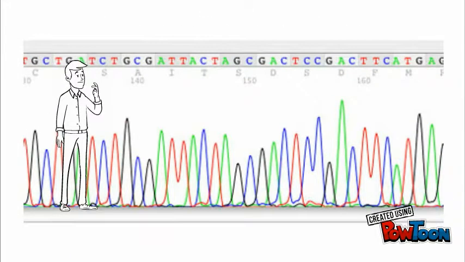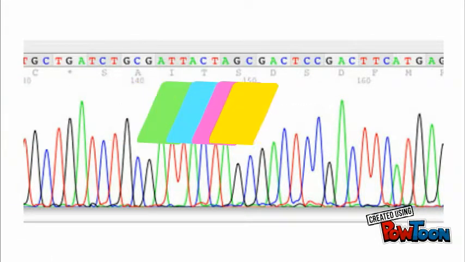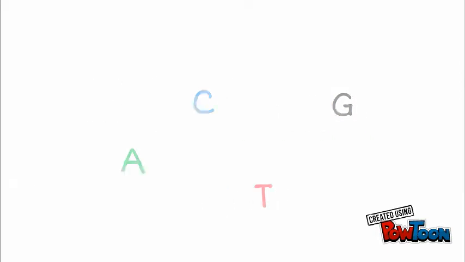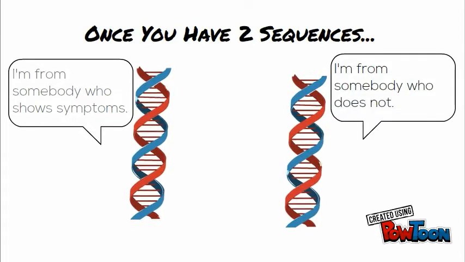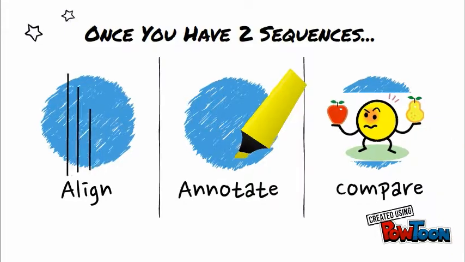The result is called an electropherogram, and thanks to the 4 different fluorescent tags used, we have a graph illustrated with different wavelengths. Each wavelength refers to a different building block, which all come together to create an entire sequence. The real magic began once you had 2 DNA sequences, one mutated and one not.